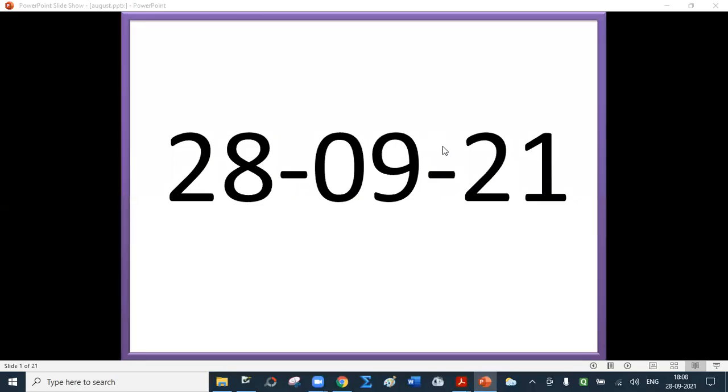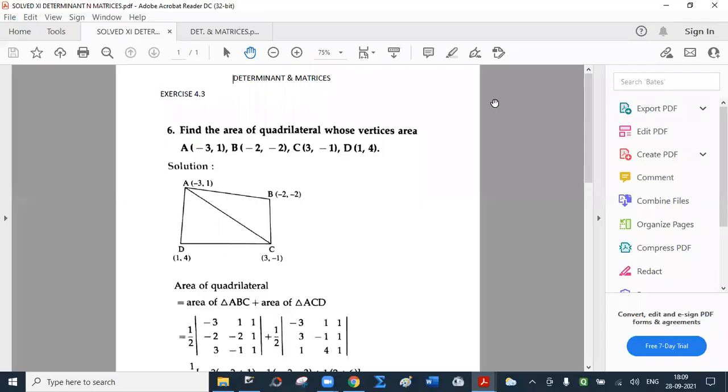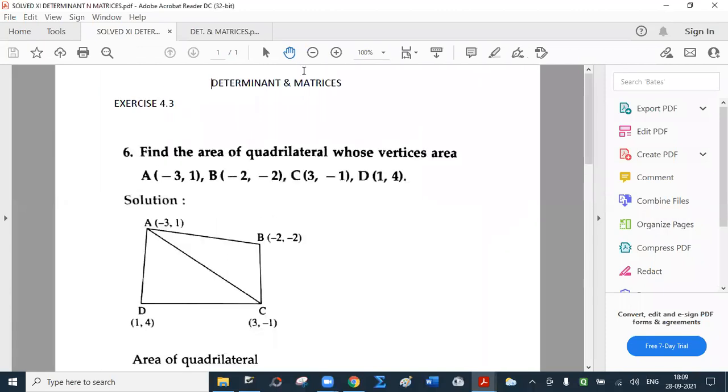Good evening. In the last lecture, we discussed application of determinants, how to solve linear equations. Then we discussed area of triangle and consistency of equations. Now let me explain. Just listen to me, but please do write the solution after the lecture.